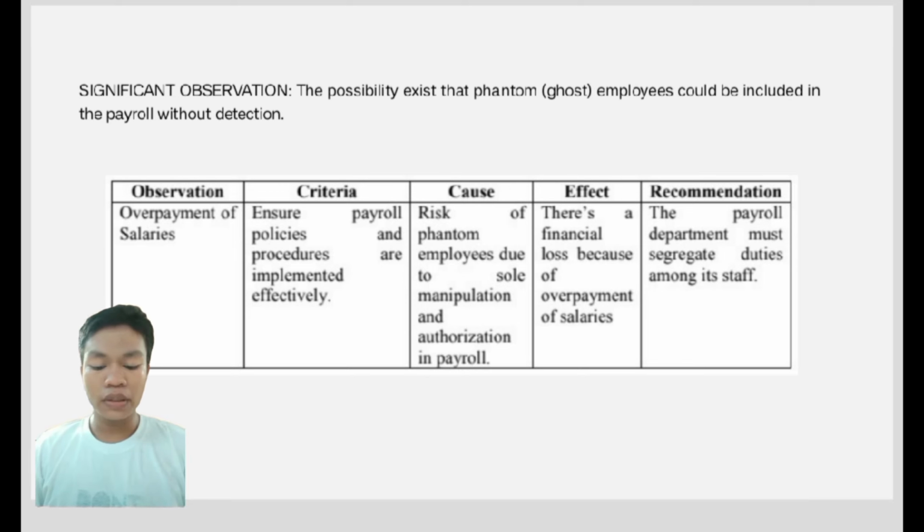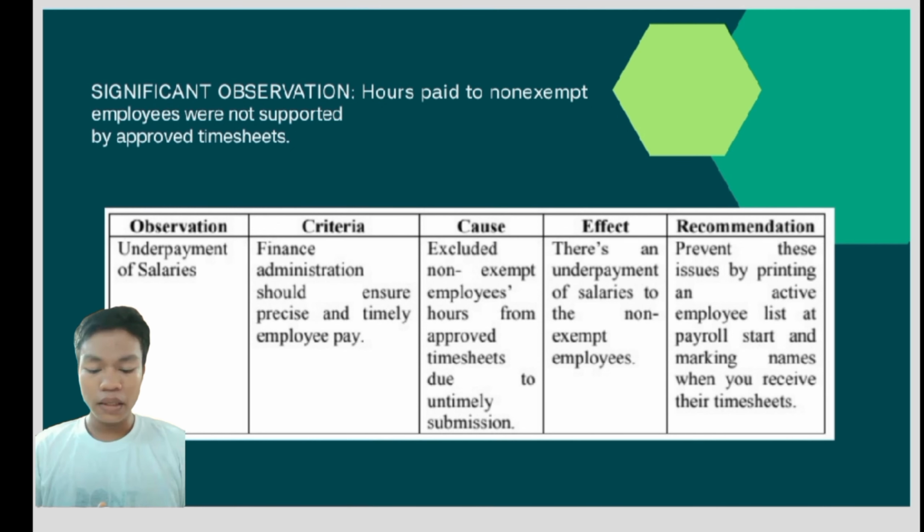Recommendation: the payroll department must segregate duties among its staff. Next, significant observation: hours paid to non-exempt employees were not supported by approved timesheets. Observation: underpayment of salaries. So our recommendation: prevent these issues by printing lists at the payroll start and marking names when you receive their timesheets.